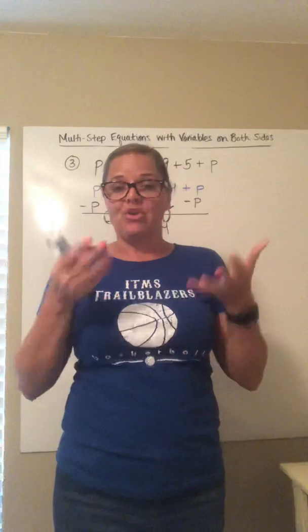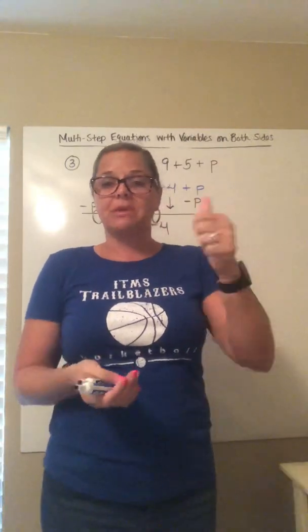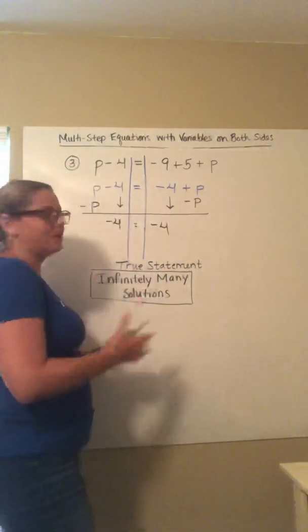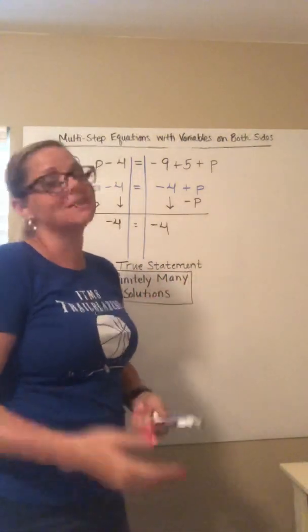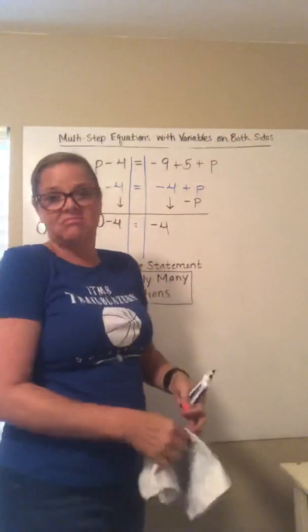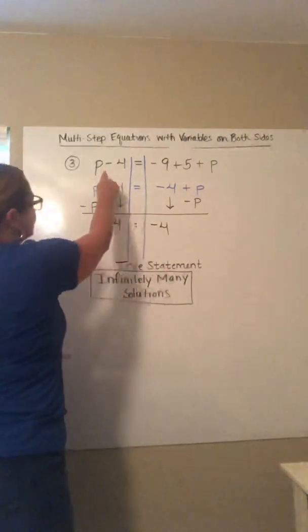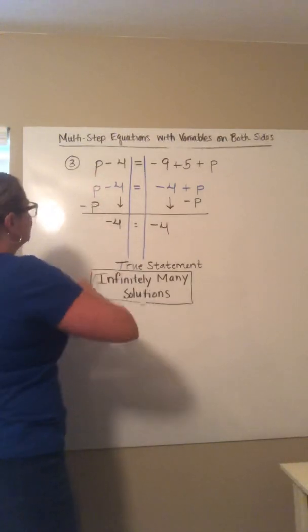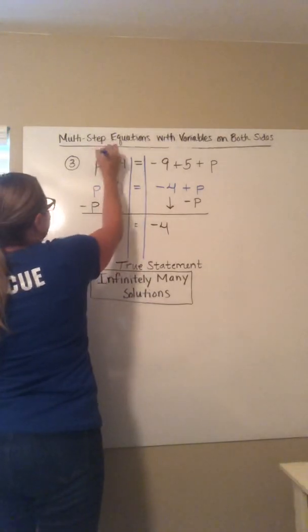Any number that you choose to replace in for the variable is going to work in this problem. Pick a number, any number. Well, since I can't hear you, I'm going to have to pick my own number. Let's pick 7. If I were to take the original problem and replace the p with a 7, what is 7 minus 4?